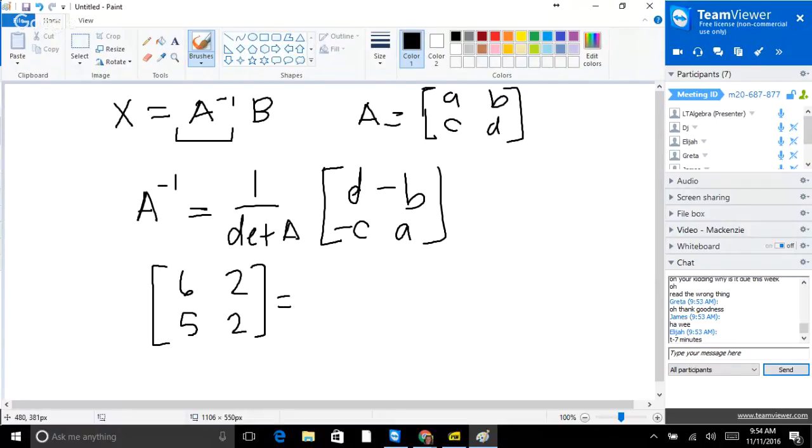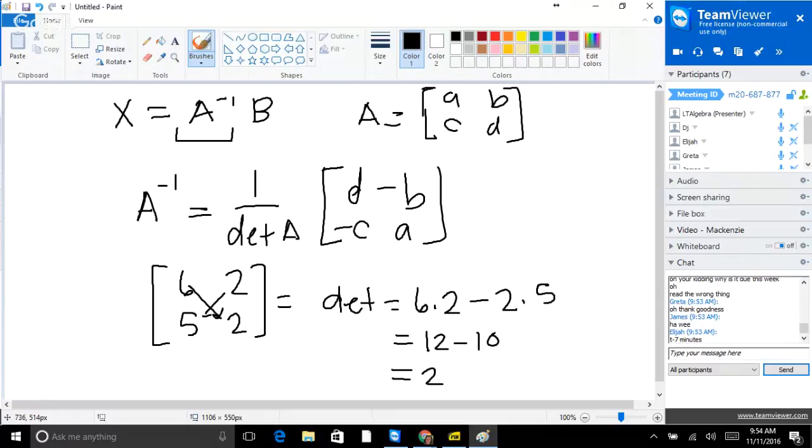The determinant of this matrix is actually really easy. What you do is you multiply this way. So the determinant is going to be 6 times 2 minus 2 times 5. So 6 times 2 is 12. 2 times 5 is 10. So the determinant of this matrix is 2.